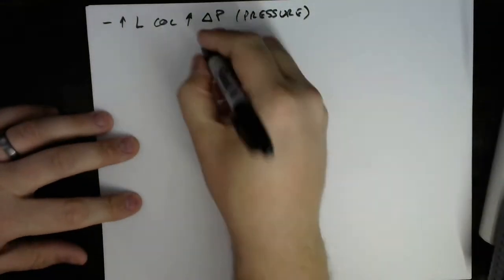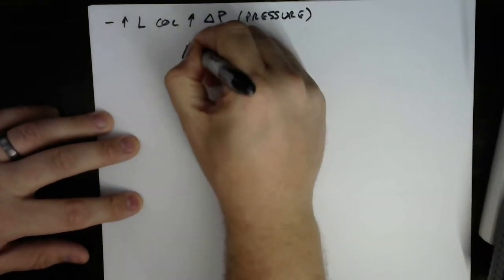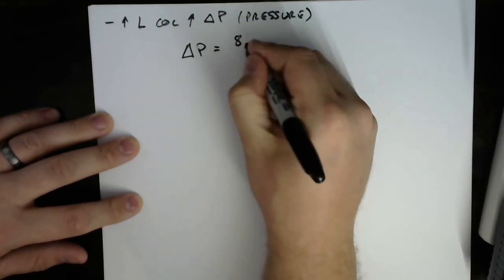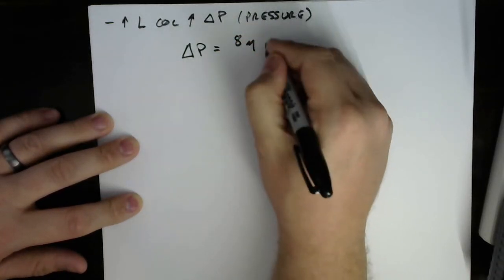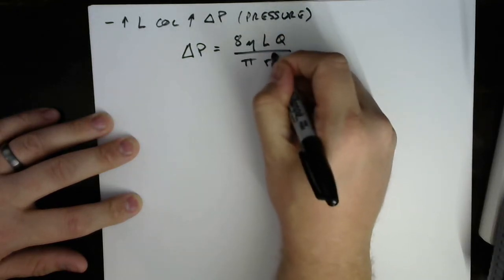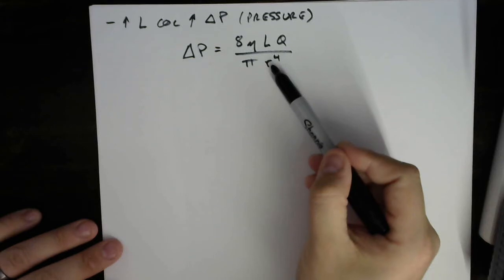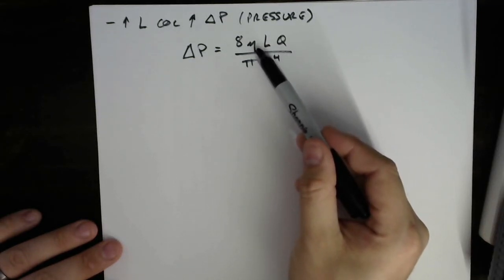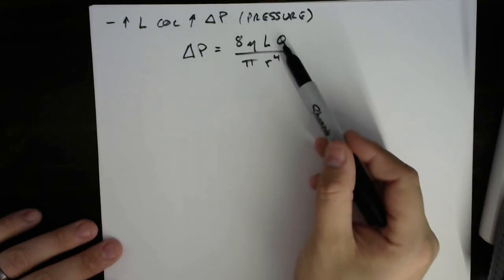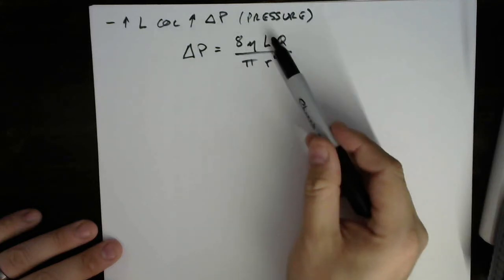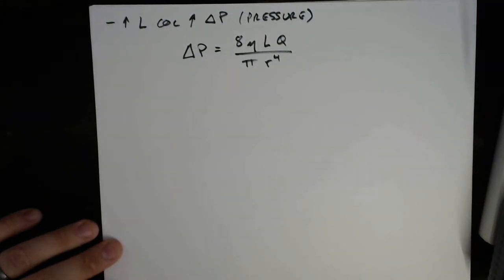In fact, the way that we express this is with the Hagen-Poiseuille equation: delta P equals 8 mu L Q over pi r to the fourth. So there's the radius of our tube, there's the length of our tube, there's the viscosity of the medium that we're flowing through the tube, there's the volumetric flow rate we're trying to achieve, and to achieve that volumetric flow rate under these conditions, we need that much pressure.